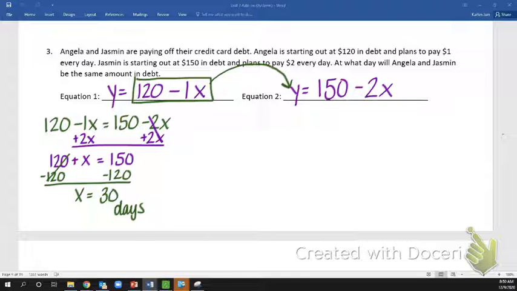Now, notice in the problem, they never asked me how much debt they would have. They just asked after how many days would they have the same amount of debt. We answered that by only finding x. So if you answer the question with just one part of the problem, you're done. We don't need to find how much debt they have because they didn't ask us. Our answer is at 30 days, they will have the same amount of debt, and that's it for this problem.